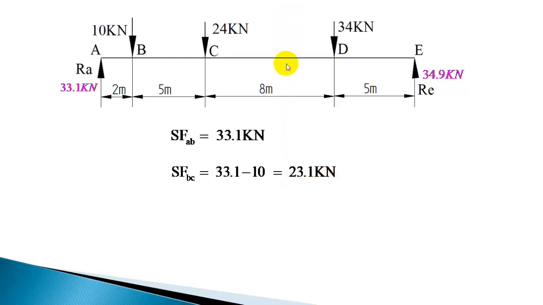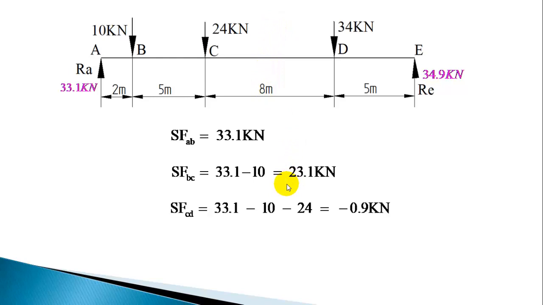Now if you come to the section CD, anywhere between C and D if you take a section, there are three forces to be considered. 33.1 minus 10 minus 24, that will give the shear force in the section CD. So 33.1 minus 10 minus 24, you get minus 0.9. So in the section CD, the shear force is minus 0.9.